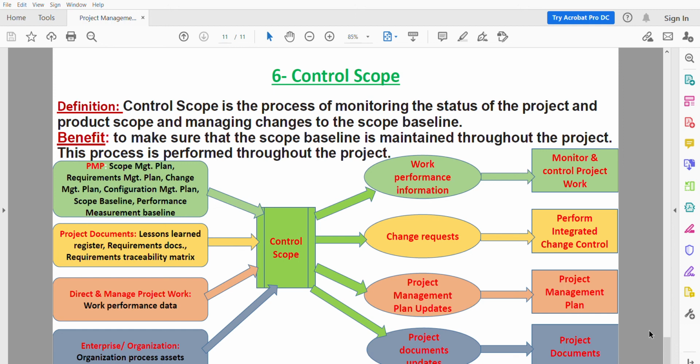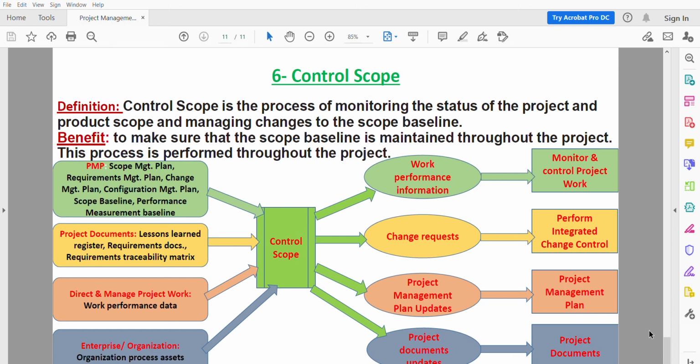So we may need to update the scope management plan. We may need to update the scope baseline. We may need to update the schedule baseline. We may also need to update the cost baseline and also the performance measurement baseline.